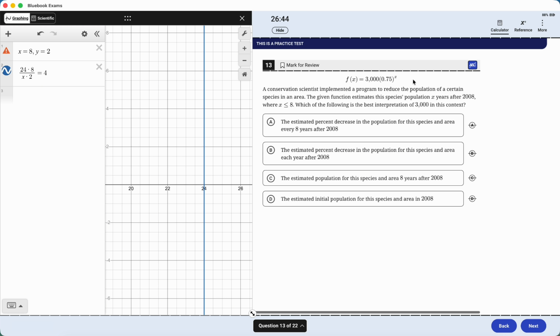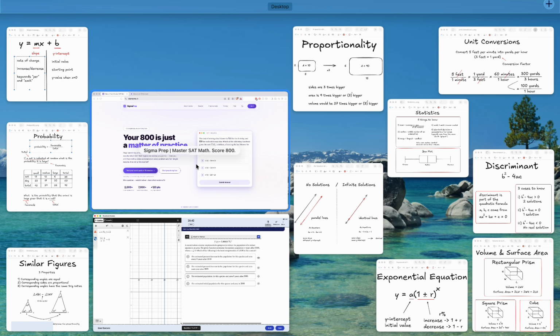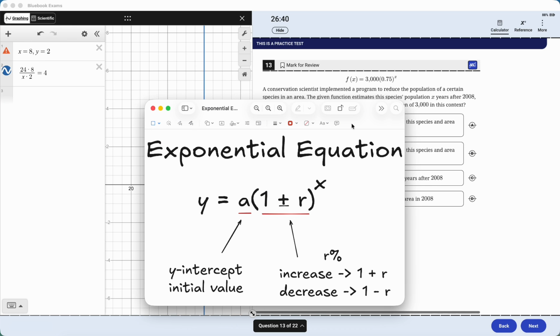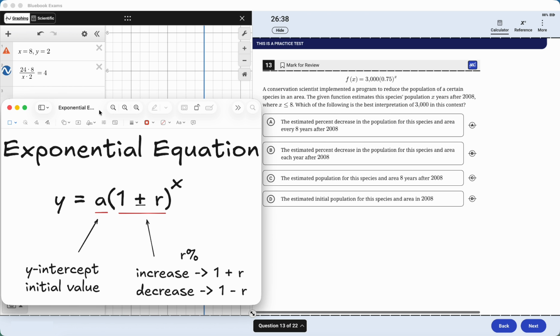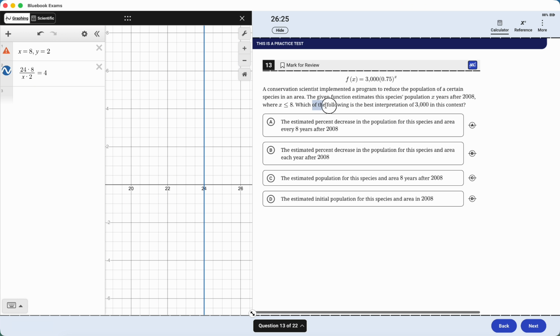Next one, this is an exponential equation, right? We were talking about our equation, so you got to know that here's our exponential equation. It really has two parts as well. This number in front you want to know is the y-intercept, the initial value, that's the 3,000. And then this number in here tells you about the increase or decrease, and it's in terms of a percent, right? So this question here at the end, it just says, which is the best interpretation of 3,000, right?